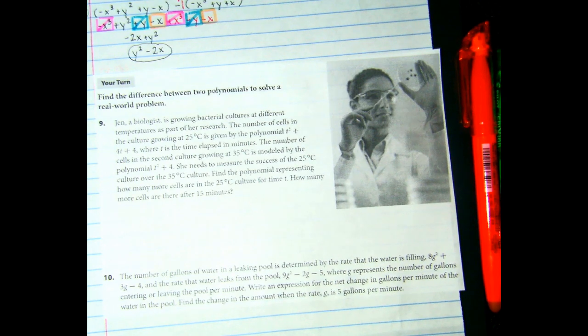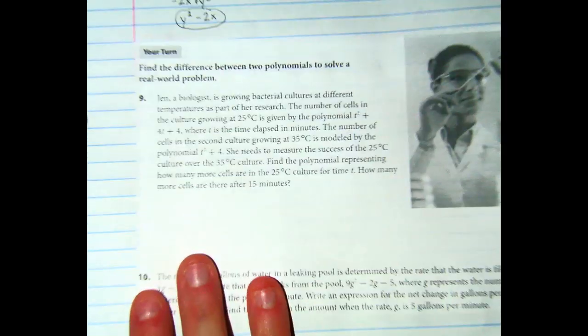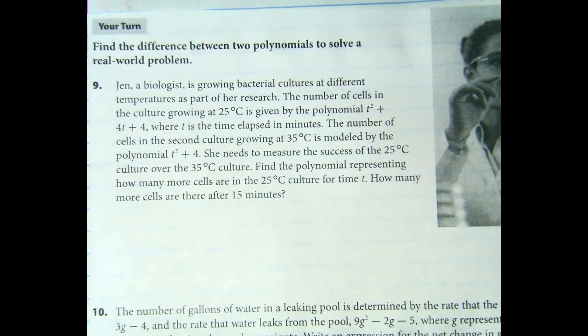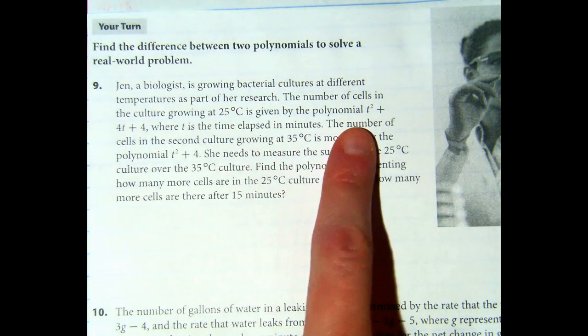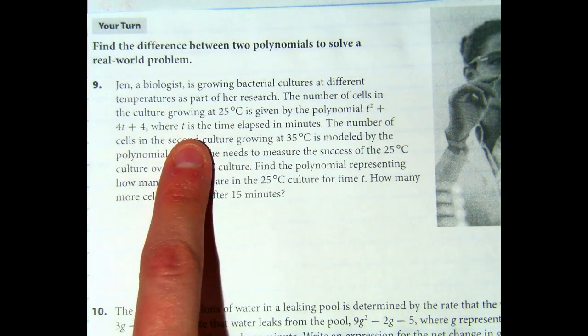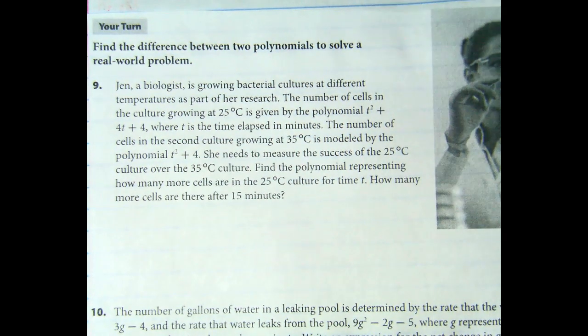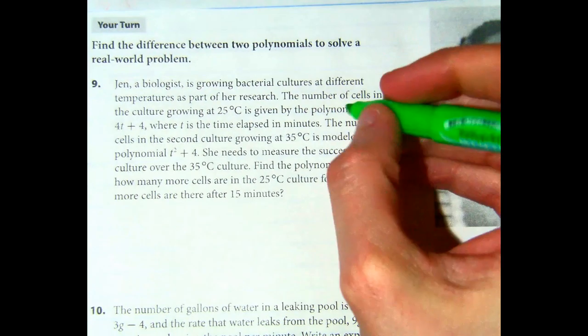Alright, so number 9. Jen, a biologist, here's Jen, is growing bacterial cultures at different temperatures as part of her research. The number of cells in the culture growing at 25 degrees Celsius is given by the polynomial t squared plus 4t plus 4, where t is time. That's important. I want you guys to take your green highlighter and highlight this polynomial.